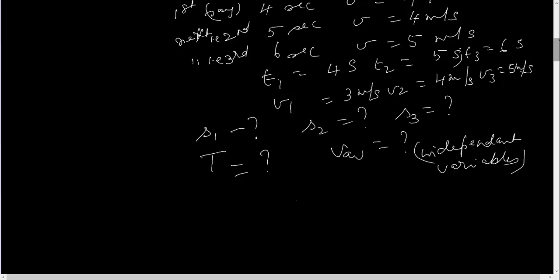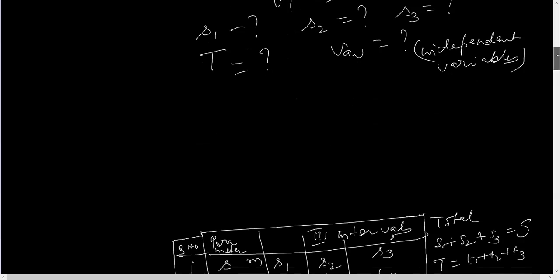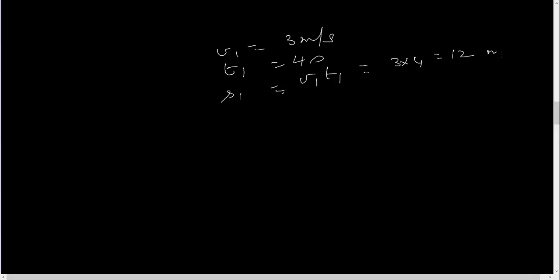V1 is 3 and T1 is 4. So V1 equal to 3 meter per second, T1 equal to 4 seconds. Therefore, S1 is equal to V1 T1 equal to 3 into 4 equal to 12 meters. This is for the first one.